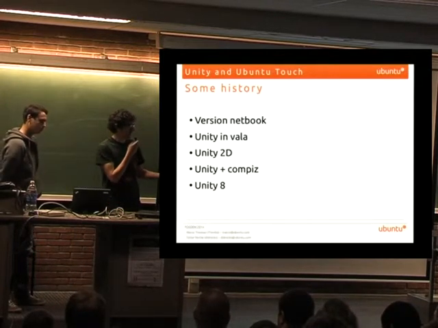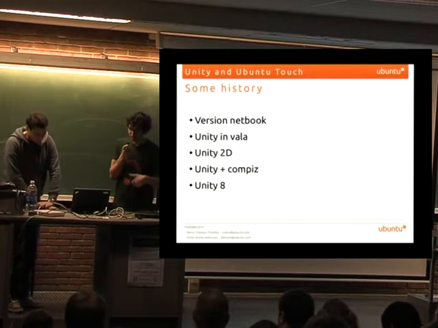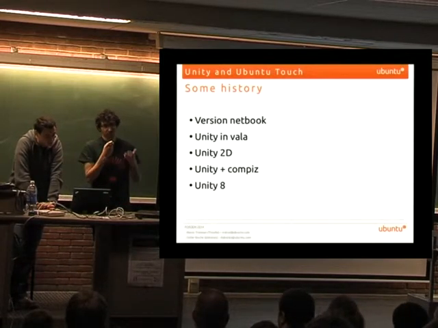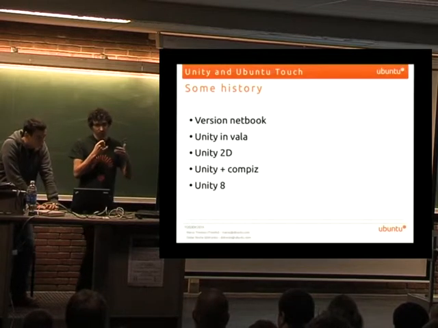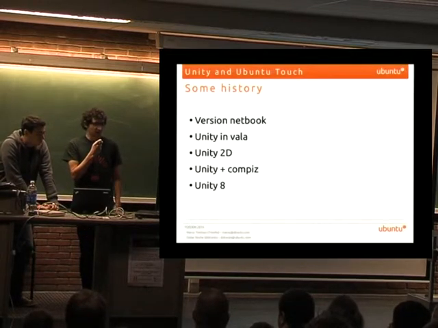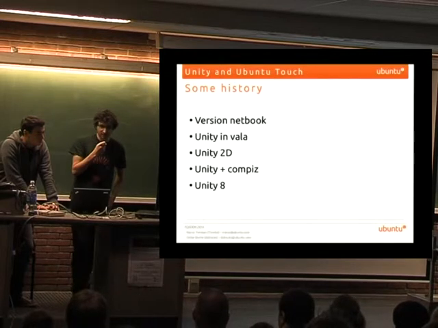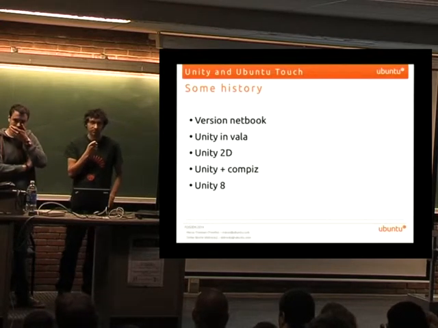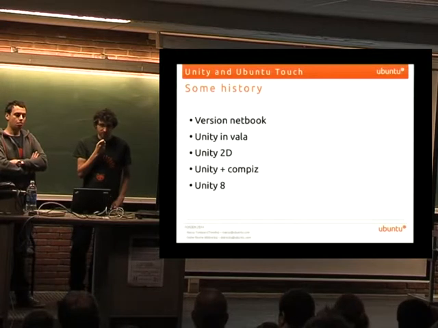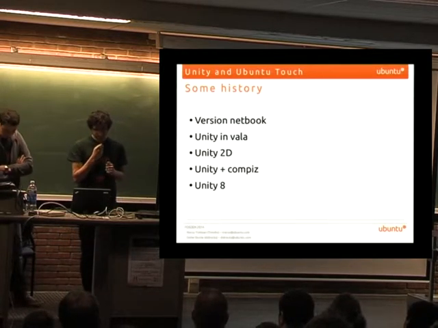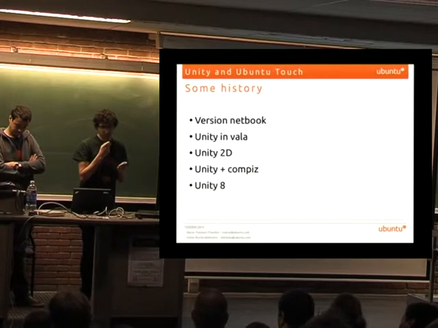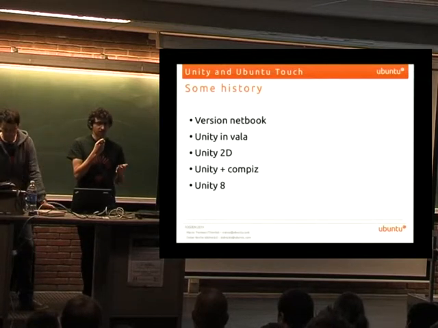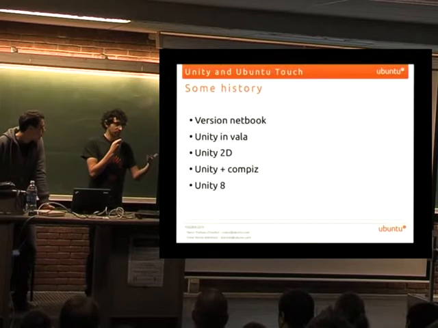And so then the need arose for another version of this netbook launcher, one that could stretch to multiple screen sizes, and so Unity was started for that. The netbook version was written in Vala with Clutter at the time. Then, after Unity was unveiled, there was the decision to put Unity on the desktop. But for that, we had some issues because at the time, Vala was a very young language. Clutter as well was a very young component.